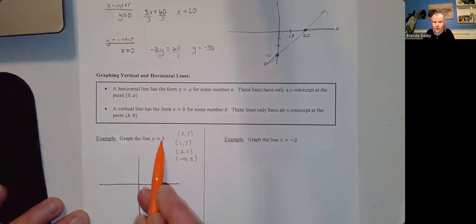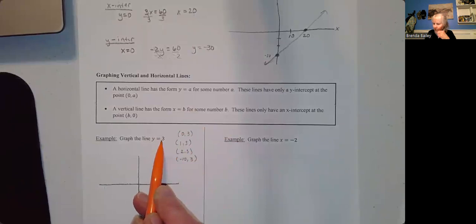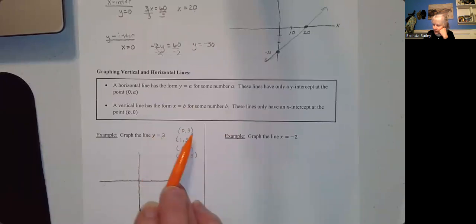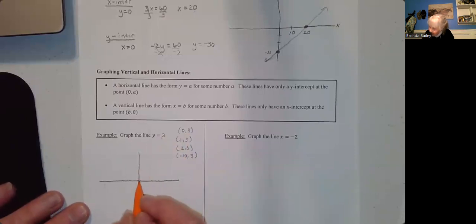As long as the y is 3, that's the only parameter that you must adhere to. It's the only constraint. So we've got (0, 3), (1, 3), (2, 3), (negative 10, 3). What does that look like? What does the picture of all the solutions look like? Let's look at them. We've got 0, 1, 2, 3. So we have x is 0, y is 3. x is 1, y is 3, 2, 3, negative 10, 3.